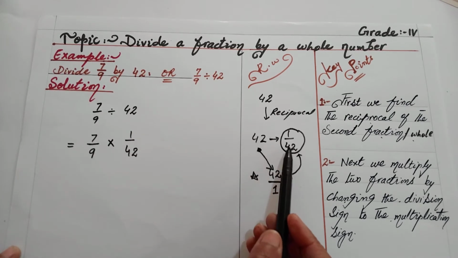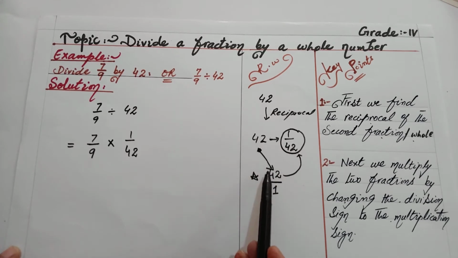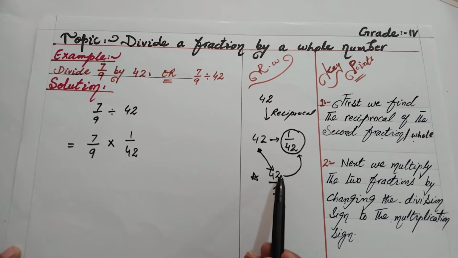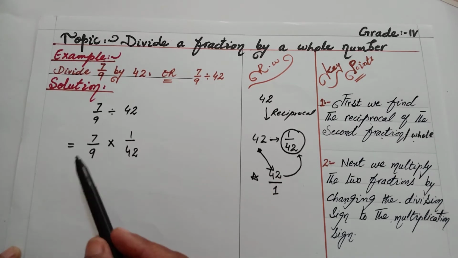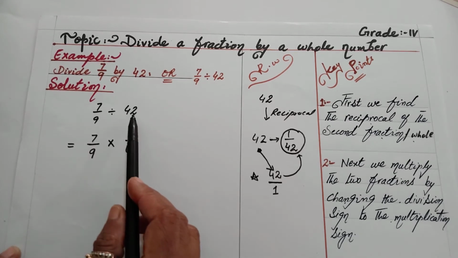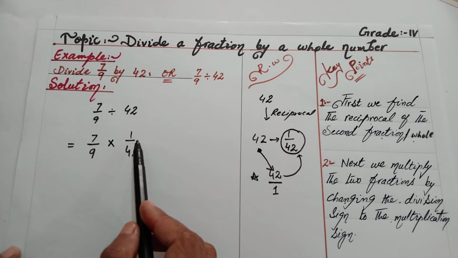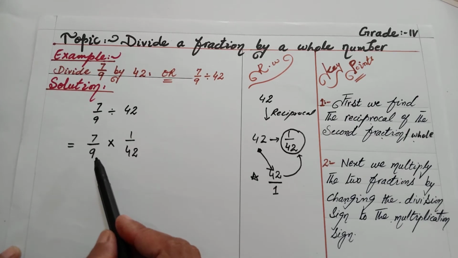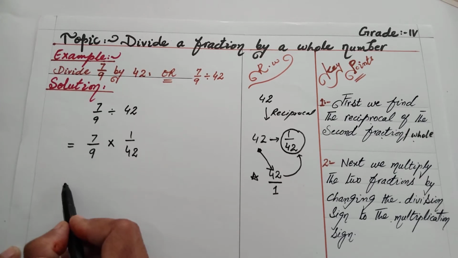And what is the reciprocal of second one? 1 over 42, because 42 can be written as 42 over 1, and then we will find the reciprocal, that is 1 over 42. After converting the division into multiplication and after finding the reciprocal of the second one, now we have to simplify this fraction.